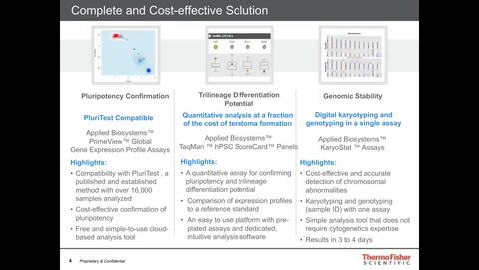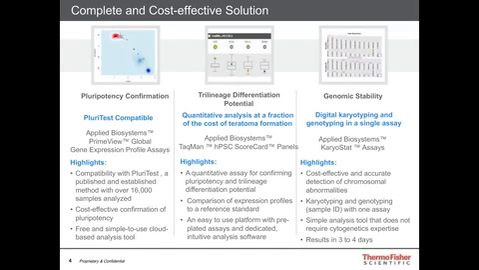Second, TaqMan PSC Scorecard panel. This is a quantitative assay confirming both pluripotency and trilineage differentiation potential. The results are compared with an extensive set of reference standards. The assay is easy to use, and comes as a pre-plated assay with intuitive analysis software.